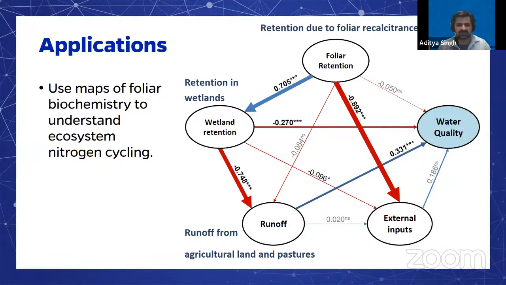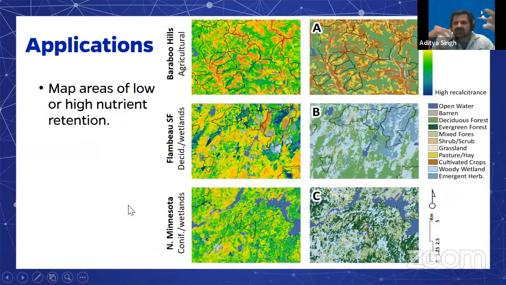And I can send you the paper on this one also, but most of our hypotheses were supported, in that foliar retention actually resulted in a lot of nutrient retention in wetlands. And a lot of wetlands actually had a negative effect on runoff. And then that positively affects water quality downstream. So what this comes down to is basically this. If you have a landscape that you can actually paint with the biochemistry of that particular ecosystem, you can start seeing these patterns emerge that can pinpoint where the interventions can be applied, and also what kind of interventions.